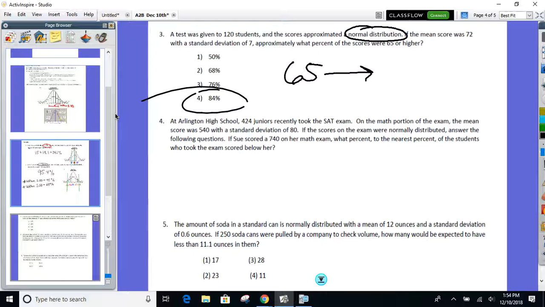It'll be on the quiz tomorrow too. All right, Arlington High School SAT exams. Read through. Everyone see that eventually they are normally distributed? Yep. So that tells me normal CDF. Big Sue scored a 740. Well, watch what the answer comes out to be. What percent scored below her? Below her. So what are we looking for? 740 and below.